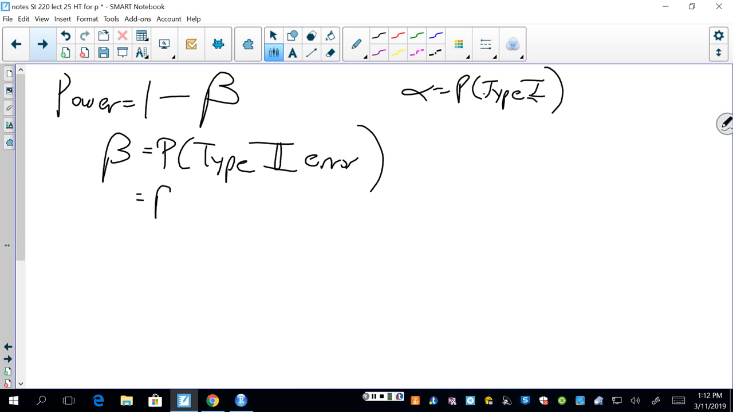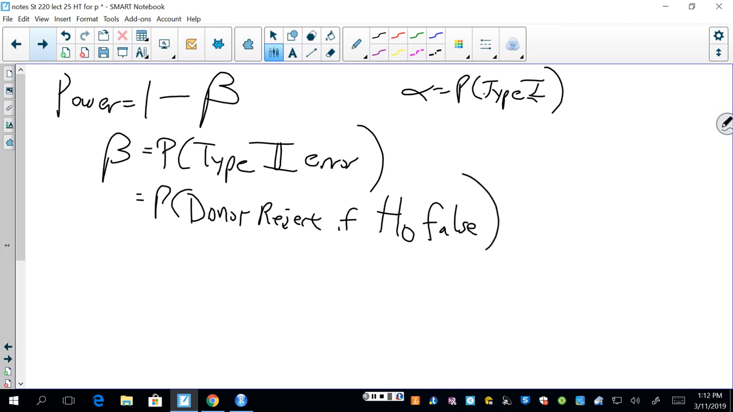And so this is the probability you do not reject if H0 is false, HA, your specified value, is true. Another way of saying do not reject means that our p-hat does not fall in the rejection region. It falls close to p0.